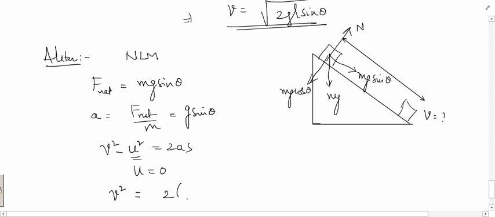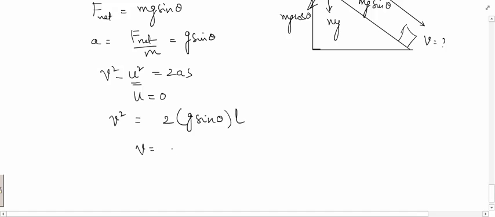So v square is equal to 2. What is acceleration? g sin theta, into displacement L. Hence you got the equation v is equal to square root of 2gL sin theta. Okay. This is how you got the same answer by using Newton's laws of motion.